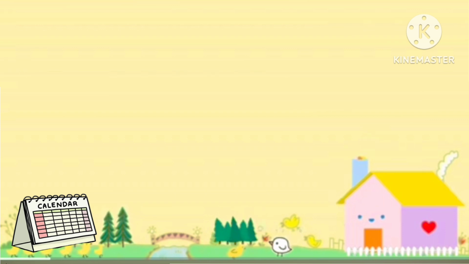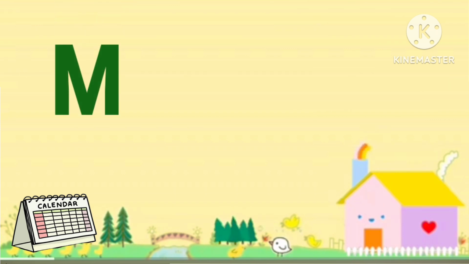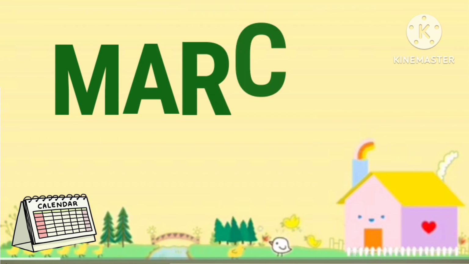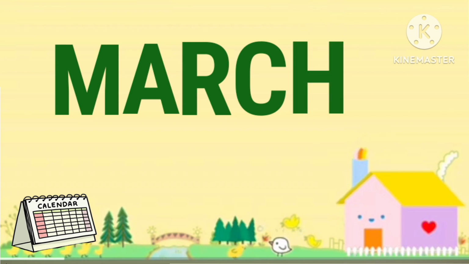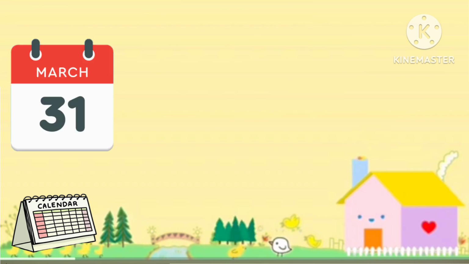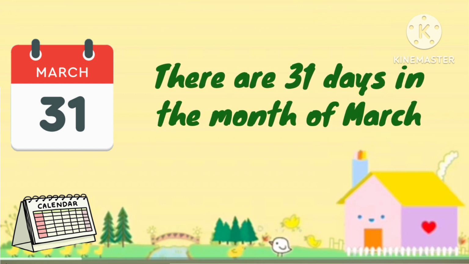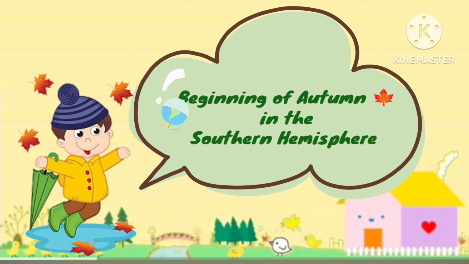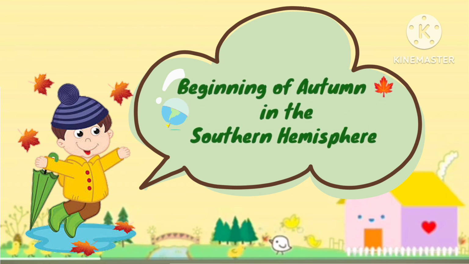Next month is March. M A R C H. March. March is the third month of the year. So, kids, remember, there are 31 days in the month of March. March is the beginning of spring season in the northern hemisphere and beginning of autumn in the southern hemisphere.